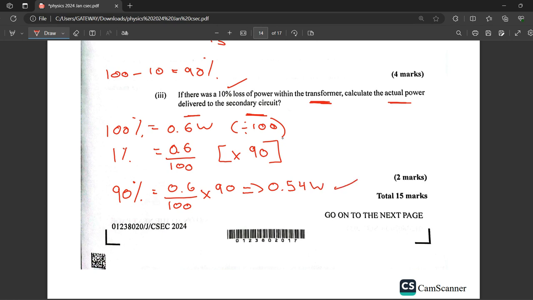Now this is one way of working it out. And the next way you can say, you know what? If 100% is 0.6, what is 90% of that? Just 90 all over 100, that is 90% times the 0.6. And that will give you the same answer, 0.54 watts. Right? So that is the actual power. Actual power 0.54 watt. Two decimal places, please. You got these answers, right? Well, this answer, right?